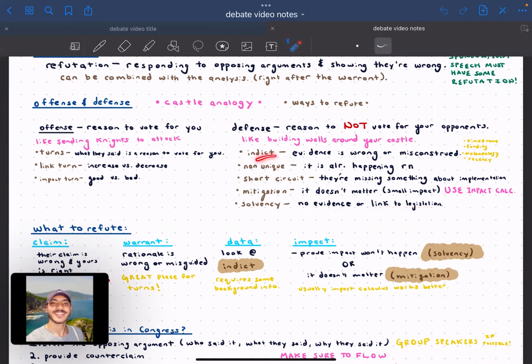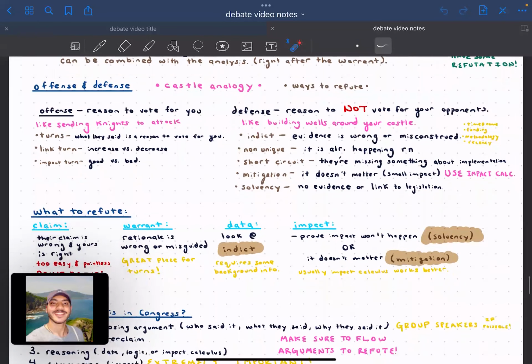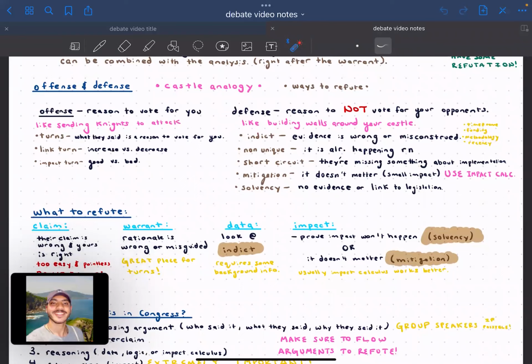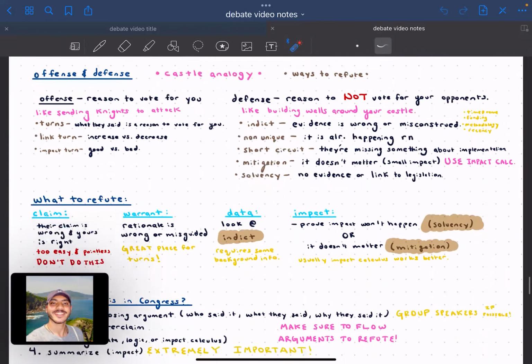And just wanted to go back on indictment. These are some of the ways that you can indict the evidence: time frame, funding, methodology, recency. Again, as you get more experience, you can begin to call out evidence that you feel is not up to par. I wouldn't recommend doing this that often, but if it's a really egregious mistake, then do it.